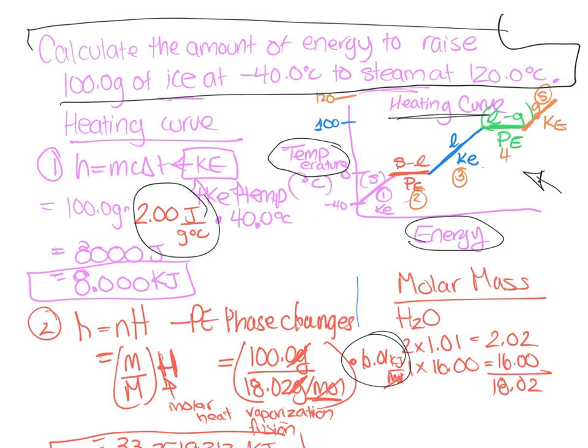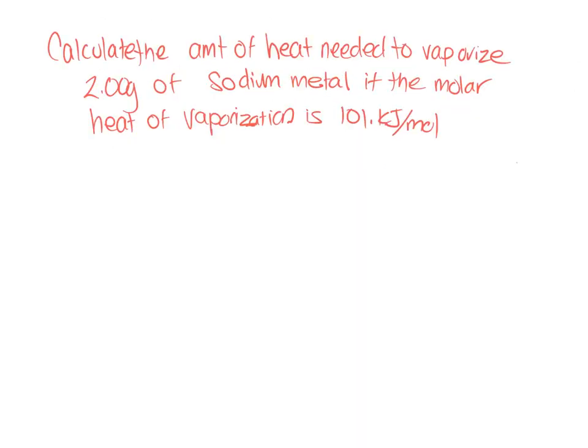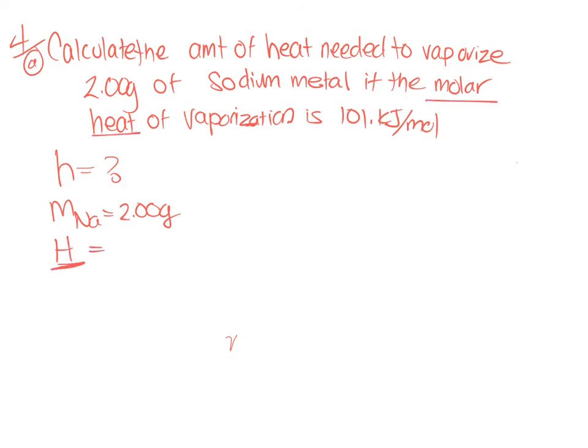Okay, next slide. I just wanted to do one more question. So this one actually comes directly from your worksheet. It's 4A. This one says calculate the amount of heat needed to vaporize 2 grams of sodium metal. So first off, I have to calculate the amount of heat. I have a mass of sodium, which is 2 grams, and the molar heat of vaporization, that means the capital H. Anytime it says molar heat, that's talking about the molar enthalpy, or the capital H, is 101 kilojoules per mole. There's nothing about temperature change, so that means that this is not even a possibility, right?